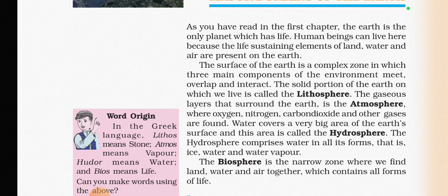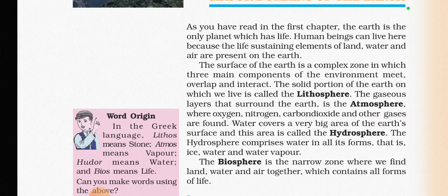The surface of the Earth is a complex zone in which three main components of the environment meet or overlap and interact. The solid portion of the Earth on which we live is called lithosphere. The gaseous layer that surrounds Earth is atmosphere, where oxygen, nitrogen, carbon dioxide and other gases are found.